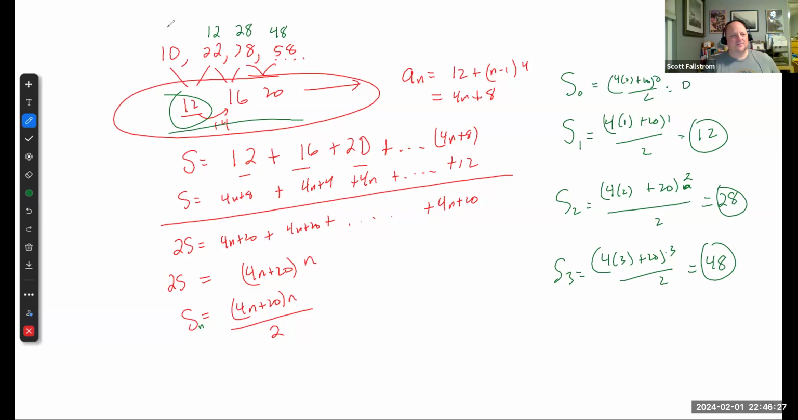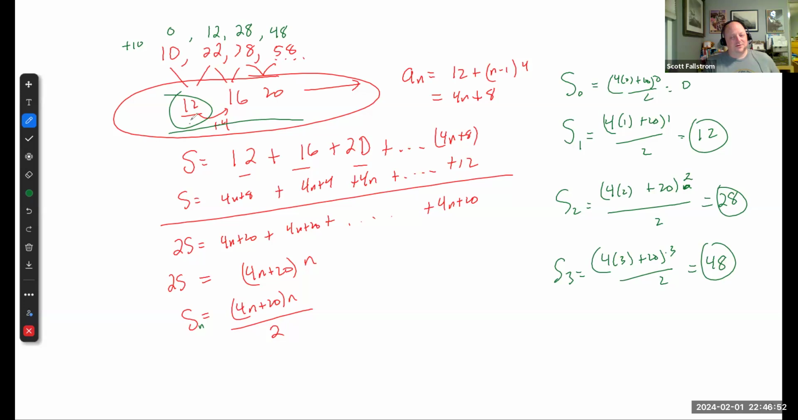And you get 0. So I want you to take a look at these. I want you to look at the sequence I made and the sequence we had over here. My sequence goes 0, 12, 28, 48. Yours goes 10, 22, 38, 48. If you notice, I could add 10 to every term and get yours. So I could just take this sequence right here and add 10 to each of yours.